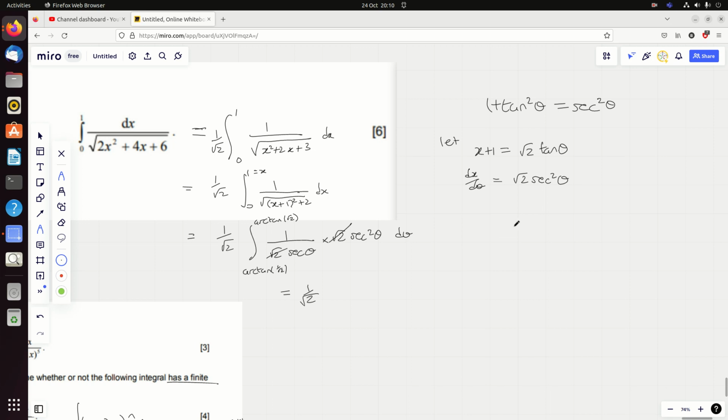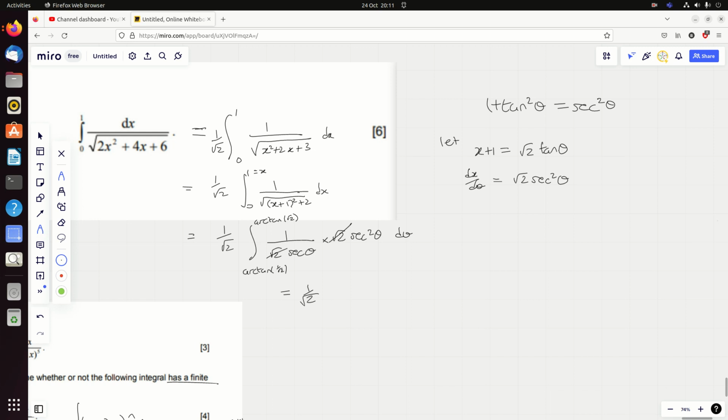And then what does sec theta integrate to? Well, it actually integrates to ln of tan theta plus sec theta. It's in the formula book. Let me just quickly take a picture of it so you believe me. It's in the formula book under A-level maths, actually. Where is it? Yes. Let me just take a picture of it so you can see I'm not lying.